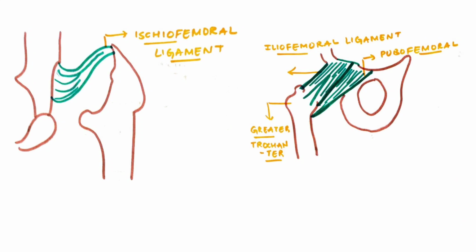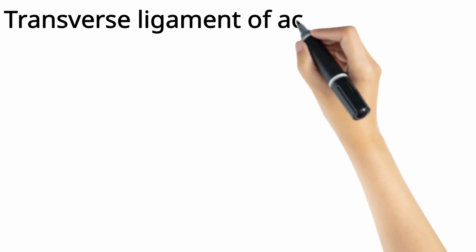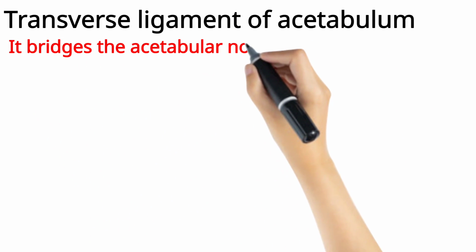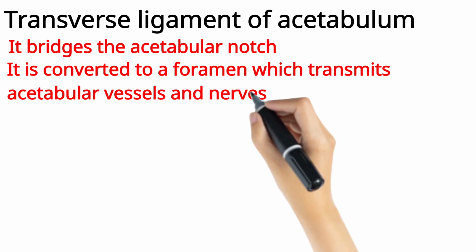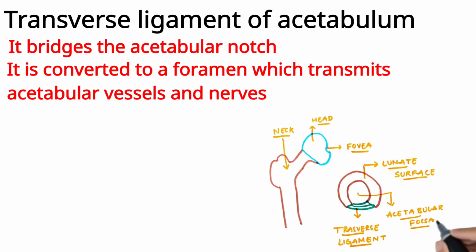Now coming to another very important ligament in the hip joint, which is the transverse ligament of acetabulum. This ligament is present between the acetabular notches. The acetabulum is lunate shaped, kind of semicircular. So below it there is a gap and there are two notches on the side of that gap. Those two notches or points on the side of that gap are known as acetabular notches.